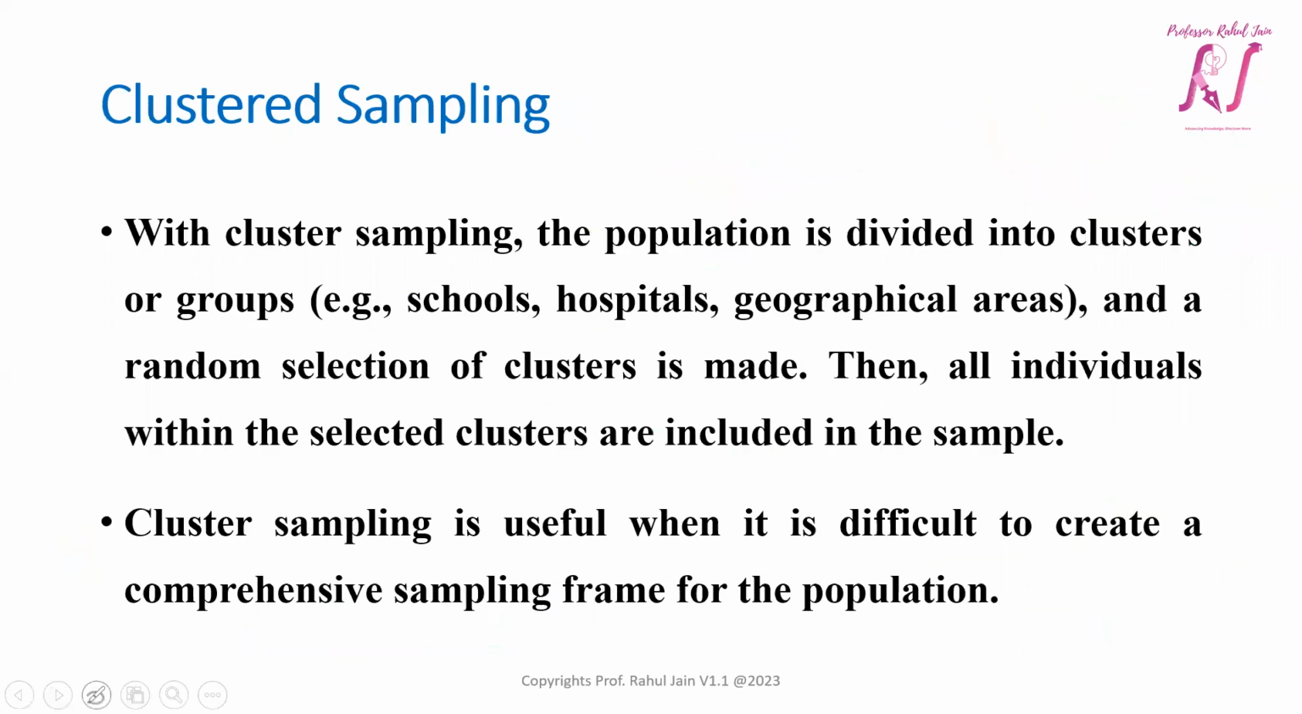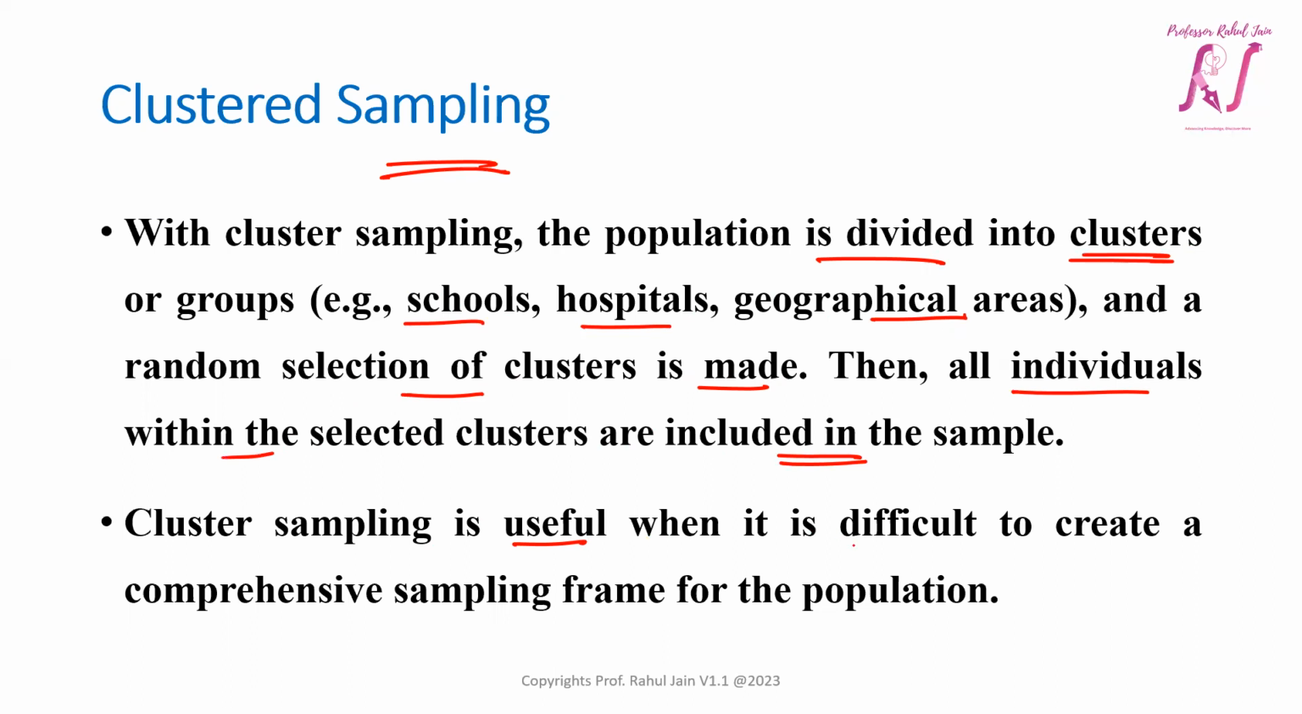The next method is cluster sampling. In cluster sampling, the population is divided into clusters or some kind of groups like schools, hospitals, geographical areas, and a random selection of clusters is made. Then all the individuals within the selected clusters are included in the sample. Cluster sampling is useful when it is difficult to create a comprehensive sampling frame for the population.